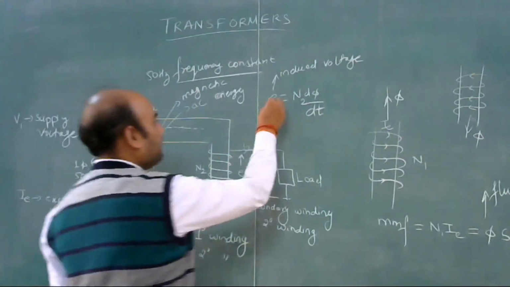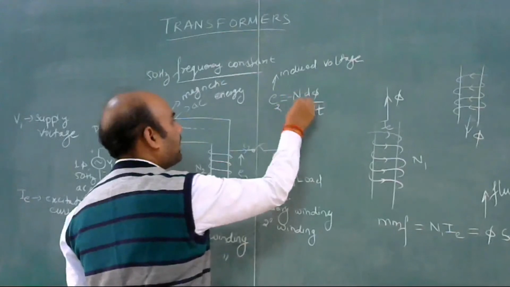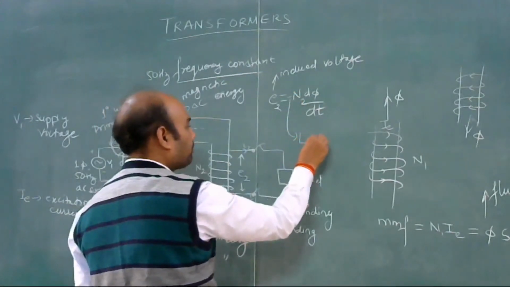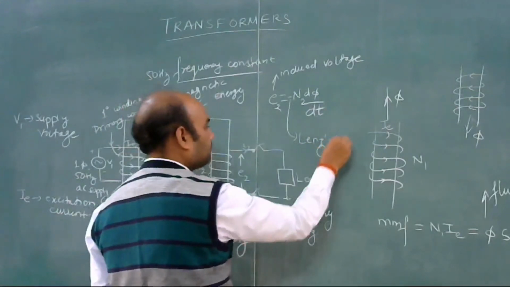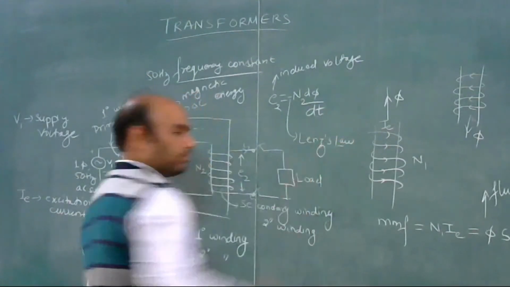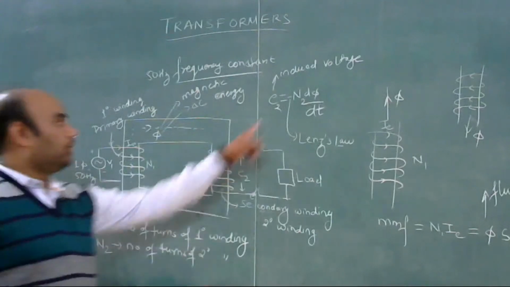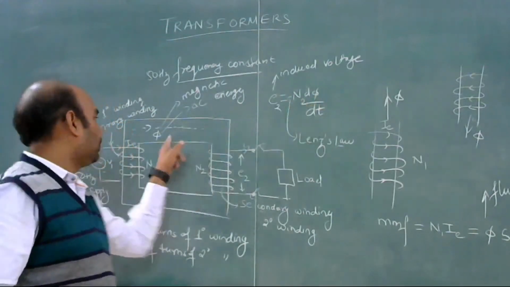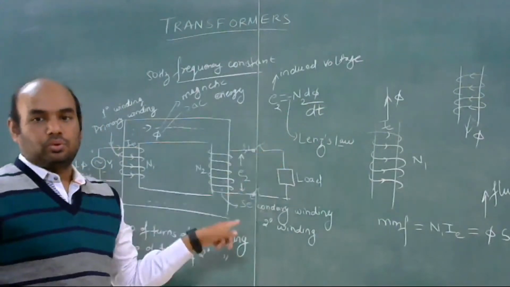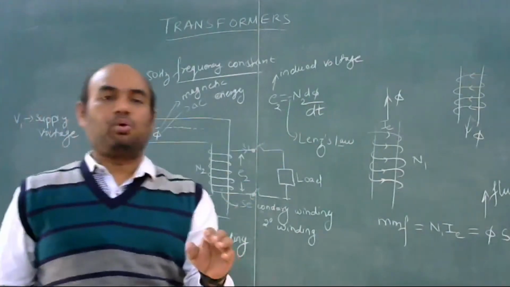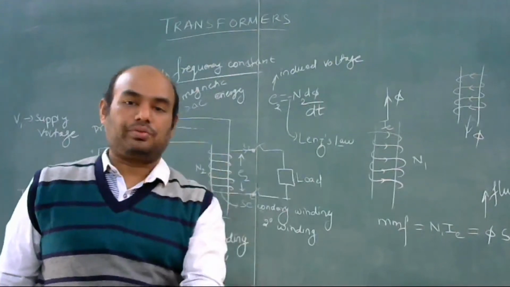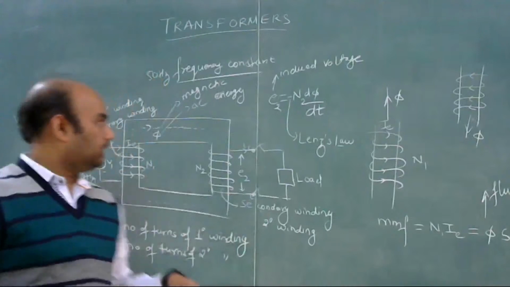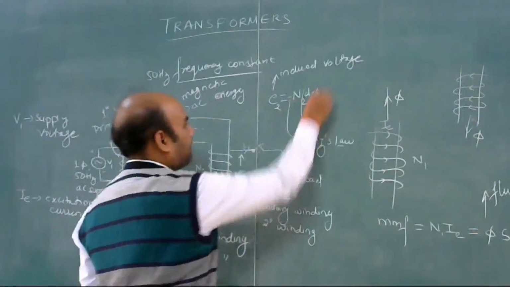And this will be E2 = -N2 dφ/dt. This is by Lenz's law. This voltage will oppose its very cause, and its very cause is φ. So induced voltage always opposes its very cause. जिसके कारण आया है वो उसी को oppose करता है. ठीक है. So this is dφ/dt.